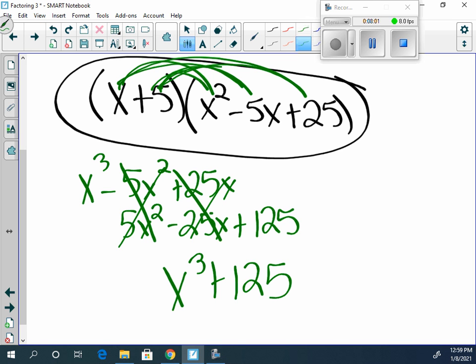Now, it will always work out that this here, this quadratic, will never factor. When we do sum and difference of perfect cubes, the quadratic will never factor. It just works out that way every single time. So we're done with this one here.